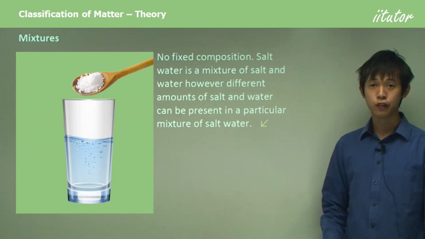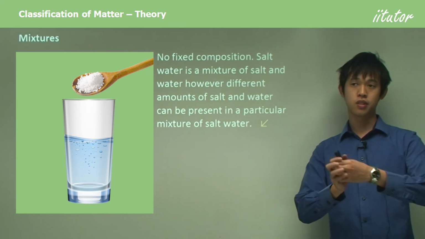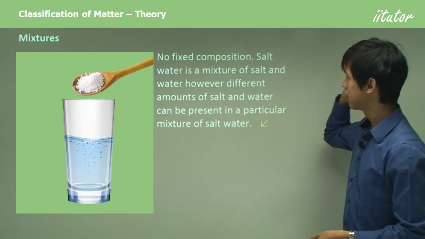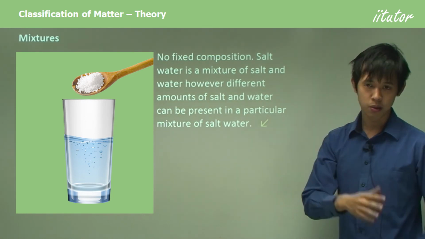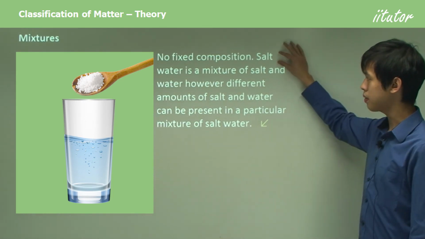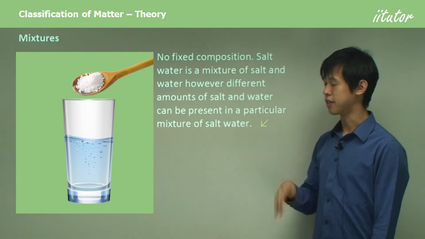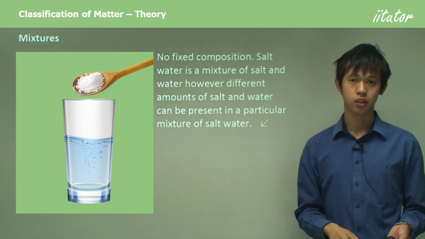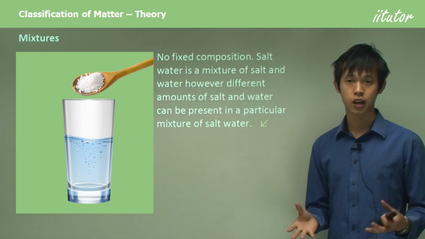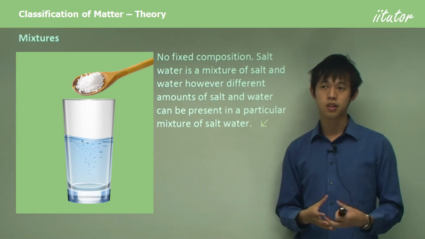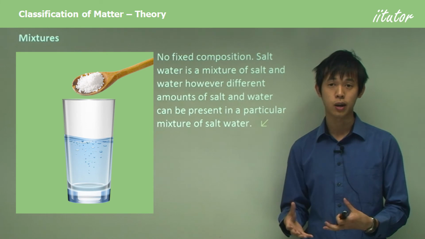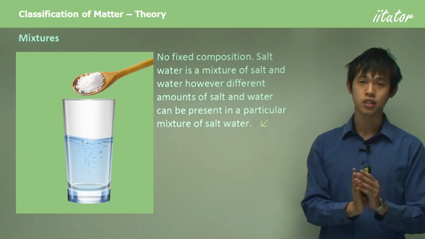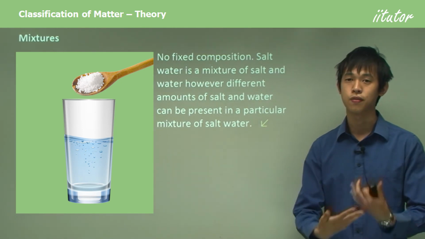Now mixtures have no fixed composition. Like in compounds, we saw that you could only ever have one oxygen for two hydrogens. But with mixtures, you can have an infinite array of compositions. Let's take salt and water. Salt water is a mixture of salt and water. However, you can add different amounts of salt, but you still call it salt water. If I added 10 grams of salt to 100 milliliters of water, that would still be called salt water. And if I was to add 100 grams of salt to 100 milliliters of water, that would still be called salt water. So you can see that I can change the composition, but we still call it the same thing. That makes it different to a compound.